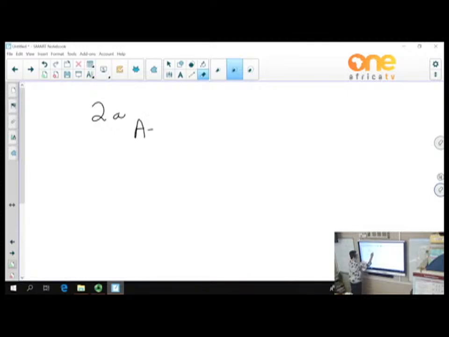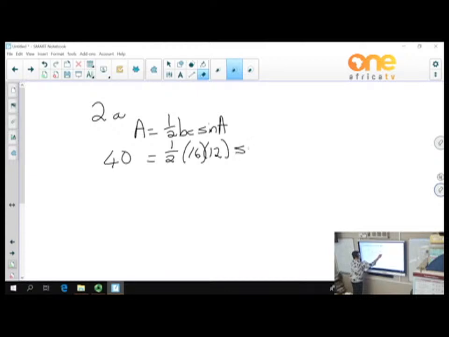So area is still a half BC sine A. So the area, which is now 40 square centimeters, is equal to a half of 16 times 12 sine x, because that's what we need to calculate now. And this time it's the angle that we need to calculate. So I would first get, well, there's different ways now. You can multiply this in, or you can first get rid of this one. So it will be 40 times 2. Divide by the 16 times 12 is equal to sine x.